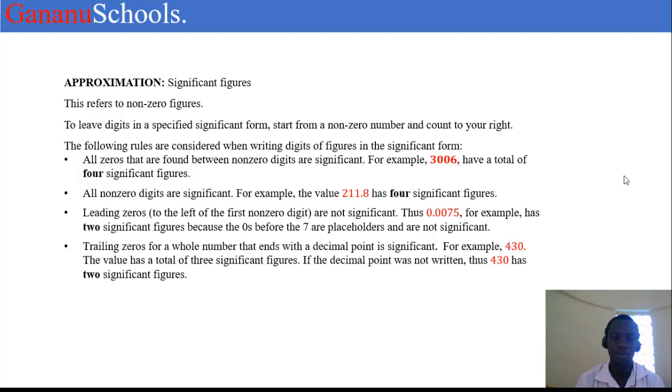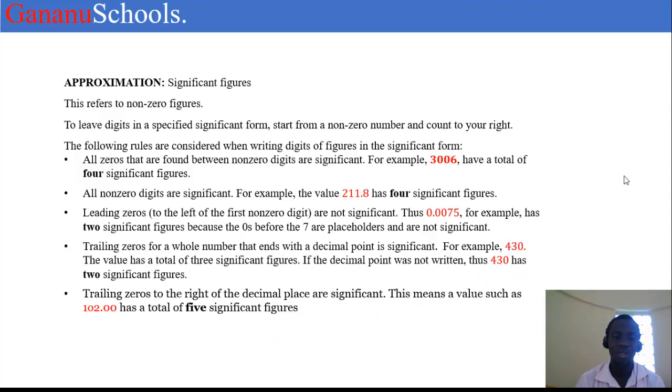For example, 430 with its decimal point has a total of 3 significant figures. If the decimal point was not written, thus having only 430, you will say this has 2 significant figures, which is the 4 and 3.